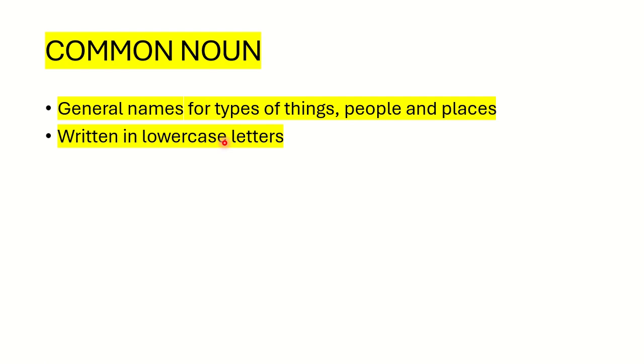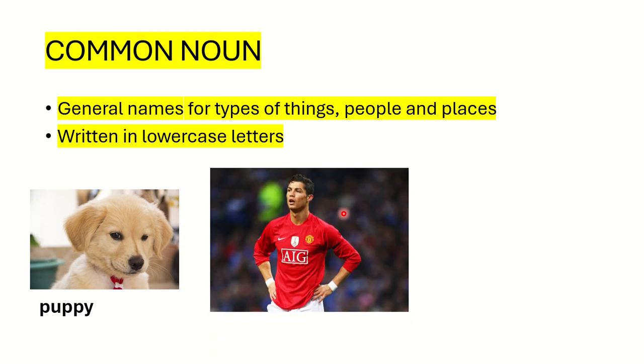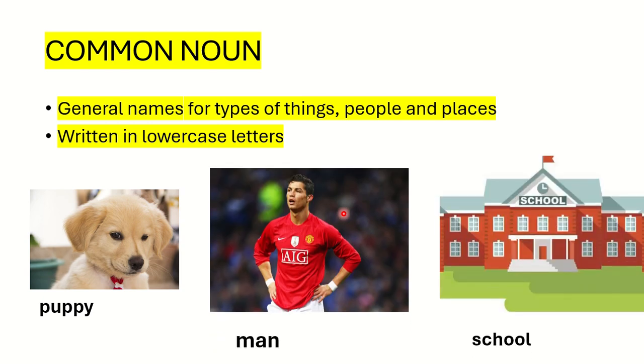A common noun is a general name for types of things, people, and places, and they are also usually written in lowercase letters. Think about things that you can see and touch. There is an image of an animal. It's a puppy, a man, and then also a school. Puppy here will be a common noun. Man is a common noun because we are looking at generally identifying a person. Then also a school, a general name for something. This is a place, a person, or an animal.